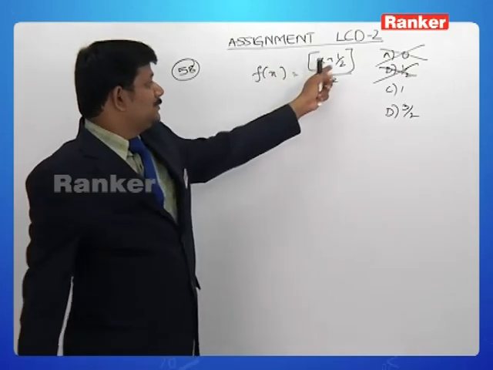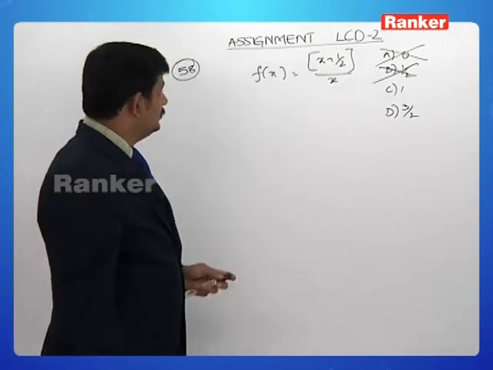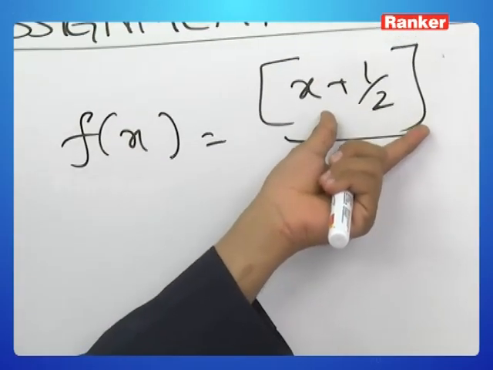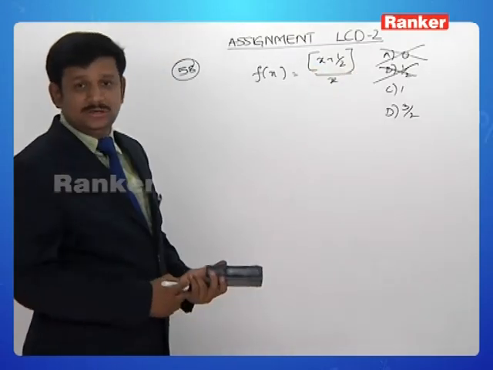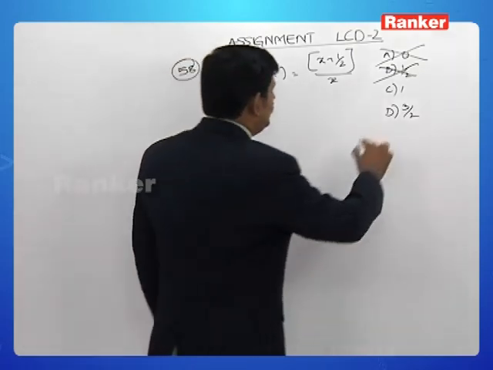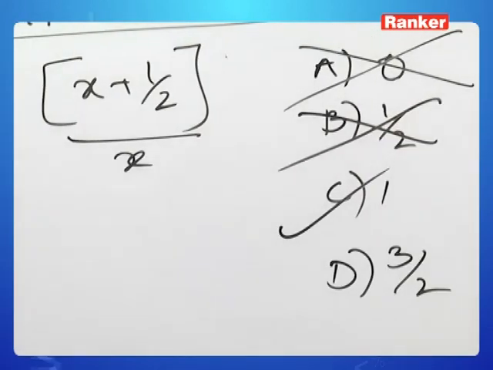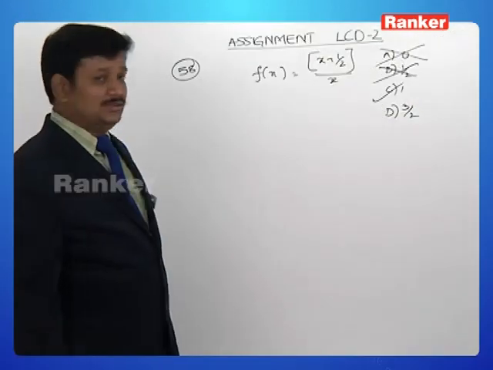When x tends to 1, x plus half tends to 3 by 2, which is a non-integer, and integral part of x is continuous at all non-integers. So clearly at C, function will be continuous. Function will be continuous at x equal to 1.